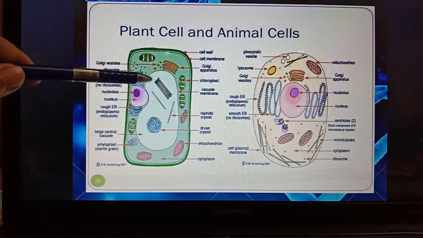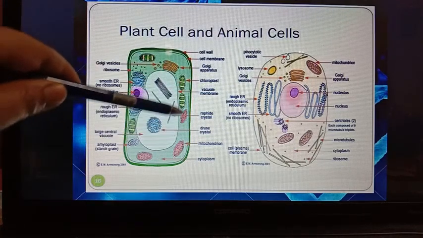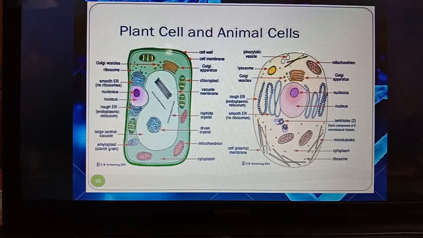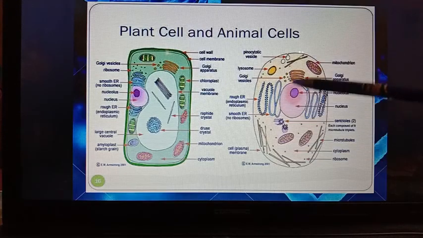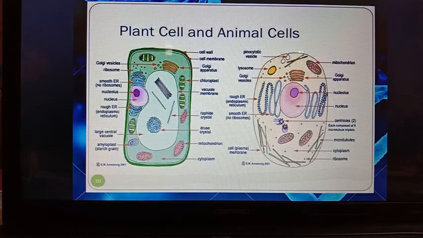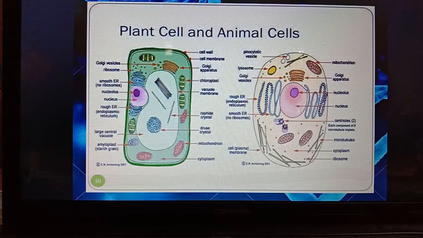Vacuole, it is also already discussed that large central vacuoles are present for the plant cell, and for animal cell, vacuoles are either absent or if present, mainly the vacuoles of the animal cells are small in size. Plastids, chloroplast, leucoplast and chromoplast, all types of plastids are present in plant cells, but they are absent in animal cells.